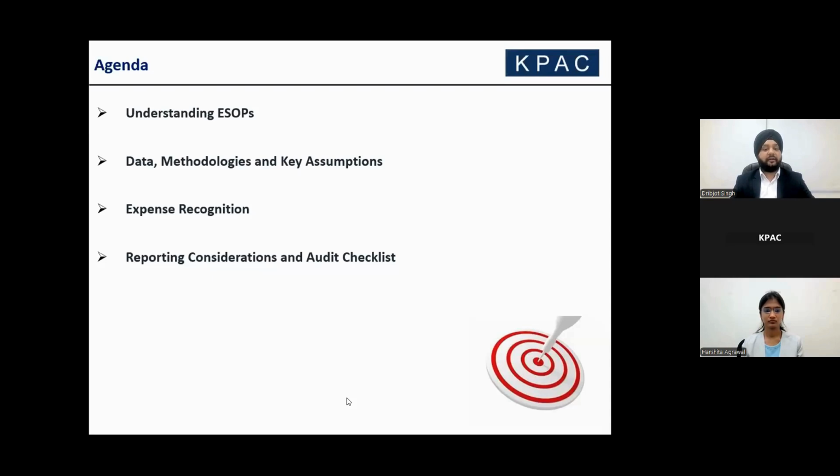The third one is expense recognition. Here, we will look at how ESOPs impact the financial statements, including the income statement charge, and we'll also look at the journal entries and an example of expense recognition. The fourth and last one will be the reporting consideration and audit checklist, wherein we'll talk about disclosure requirements, common audit concerns, and best practices for ESOP reporting to ensure compliance. I'm confident that by the end of this session, you will have a clear understanding of how ESOP valuations work and how they impact financial reporting.